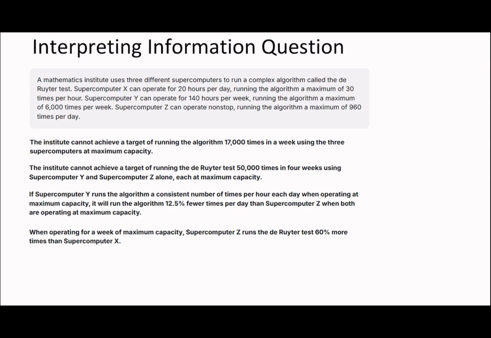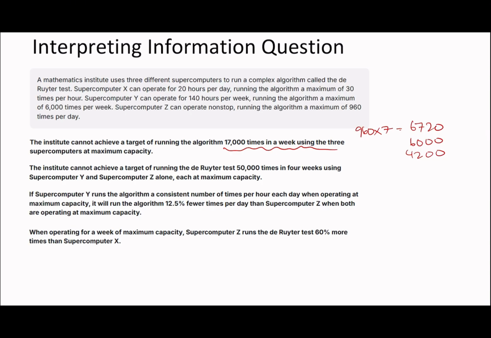The main idea is we'll have to multiply and scale these up. So for supercomputer X, you have to work out how many you're doing per week. The institute cannot achieve a target of running the algorithm 17,000 times in a week using the 3 at max capacity. So for supercomputer Z, it's 960 times 7, which would be 6,720. Supercomputer Y, you've got 6,000 times a week, so I don't need to add that. And then lastly, 30 times per hour, 20 hours per day. So 30 times 20 times 7, which is 4,200.